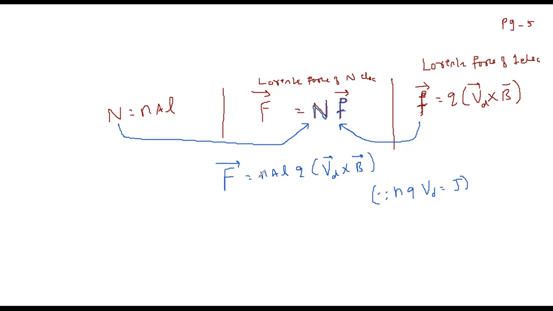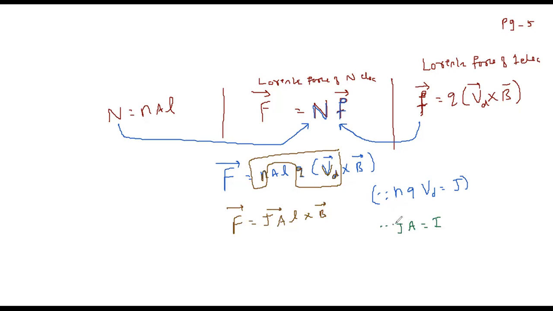So replace NQVD as J. So in the portion J ஆயிடுது. F vector is equal to J AL cross B. Again from the previous chapter already என்ன படிச்சிருக்கோம்? J into A is equal to I ன்னு படிச்சிருக்கோம். What is J? Current density. What is A? Area. Current density into area equal to current. This also we studied in last chapter.